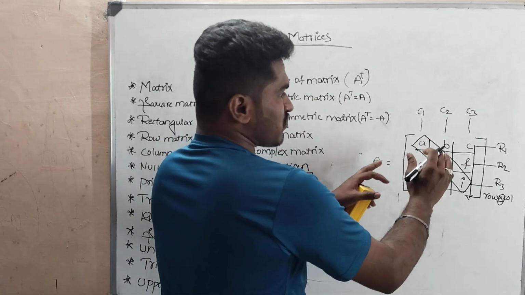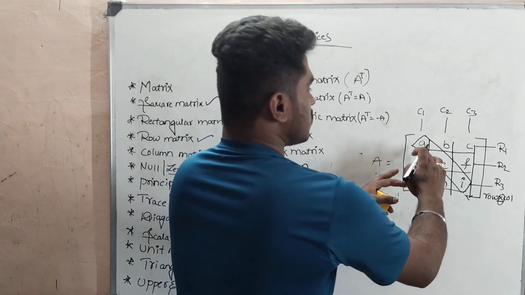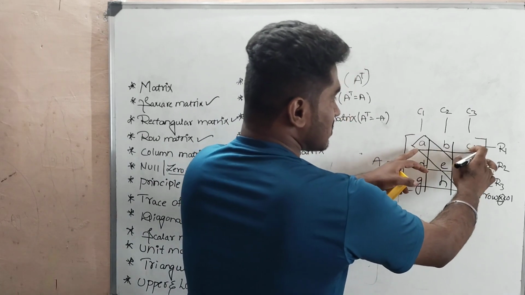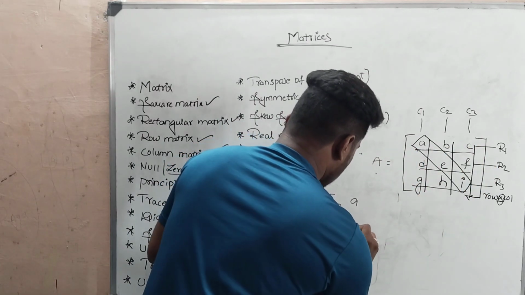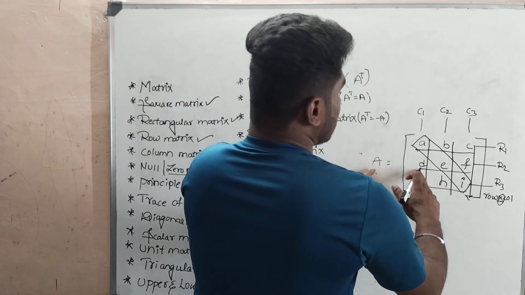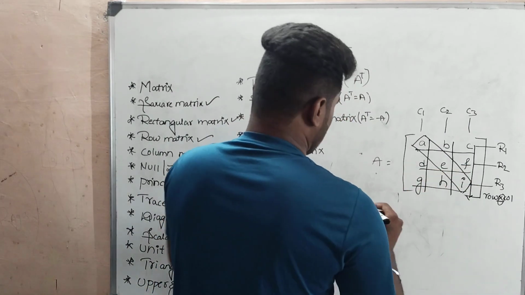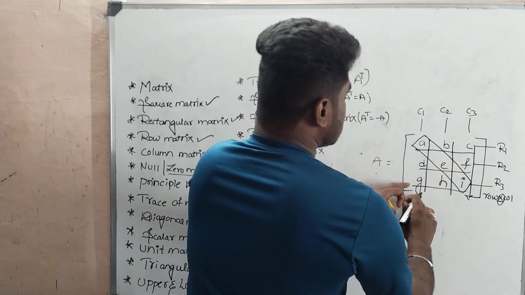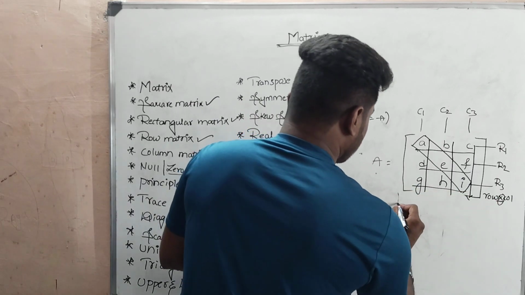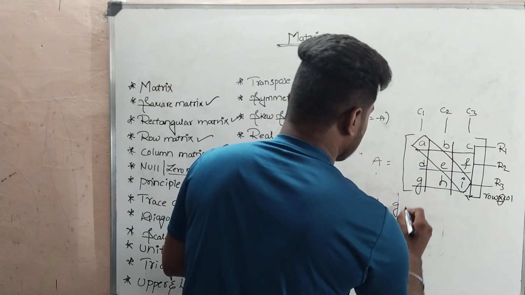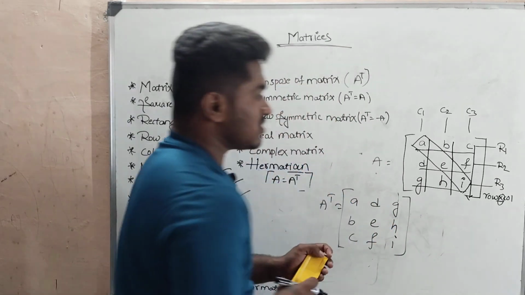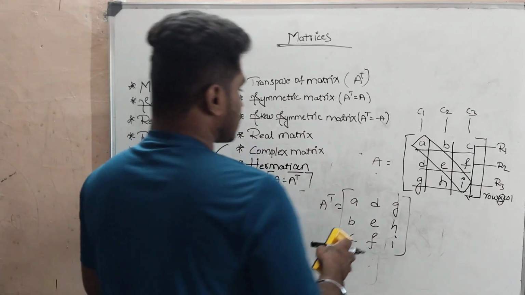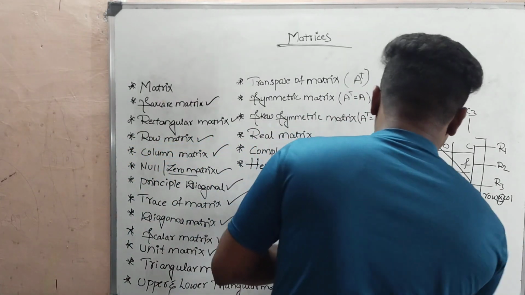So what I said, transforming rows into columns and columns into rows. See here, A, B, C. Here it is a row. This row is converted into a column, A, B, C. And then D, E, F is converted into another column, D, E, F. And then G, H, I is converted into a column, G, H, I, like this. So this is the transpose of the matrix. Okay, and then we'll discuss the symmetric matrix.